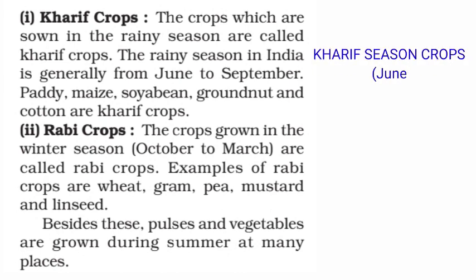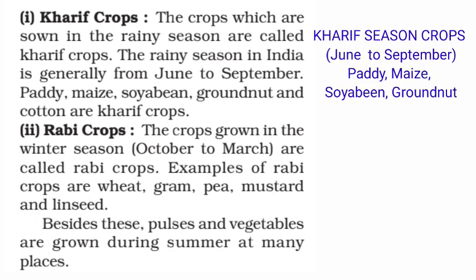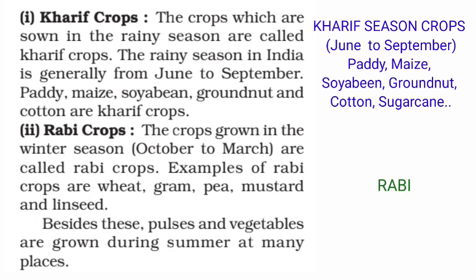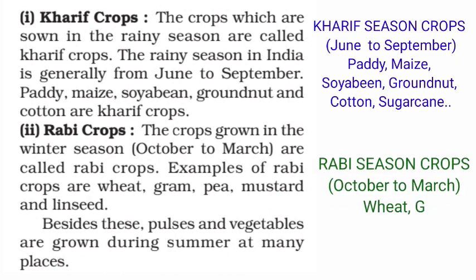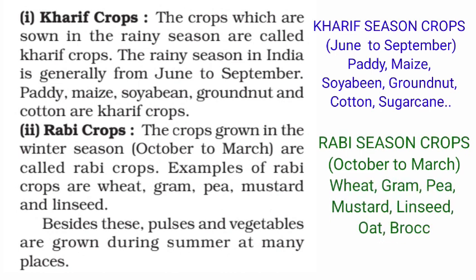So during this period, farmers prefer to grow paddy, maize, soybean, groundnut, sugarcane, cotton, etc. So what we mentioned here are the crop plants belong to Kharif season crops. And next season, Rabi crops.